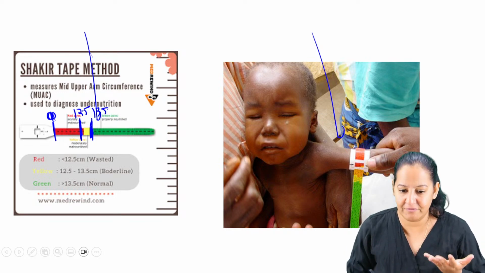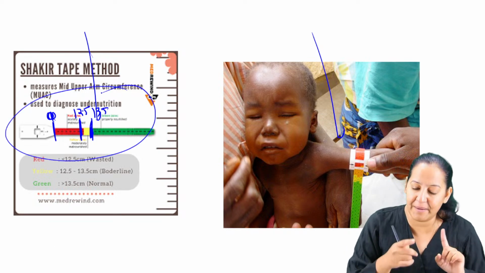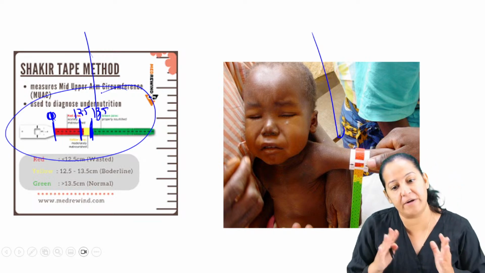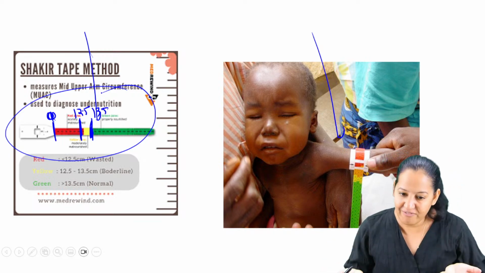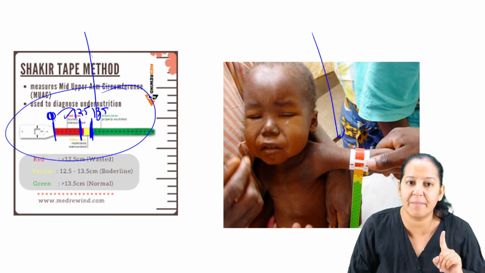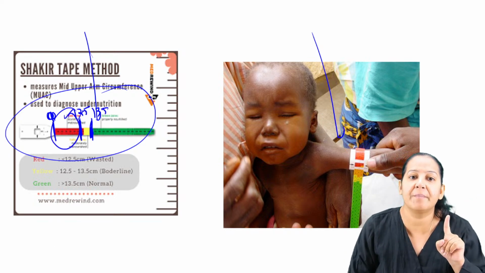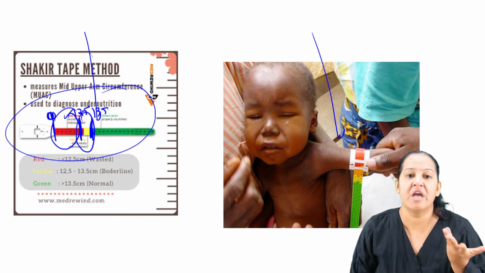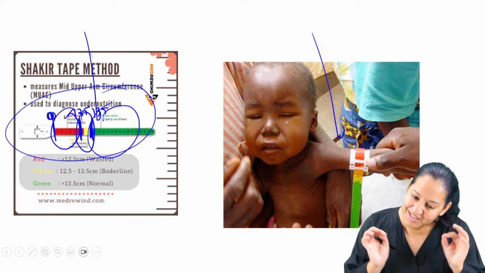So sometimes we cannot explain whether it is coming less than 12.5, between 12.5 to 13.5, or more than 13.5. So we have done the color coding. We just ask them to see the color, whether it is coming in the red zone. If it is in the red zone, it's severe malnutrition. If it is in the yellow zone, it's moderate malnutrition. If it is in the green zone, it's normal. So they just mention the color.